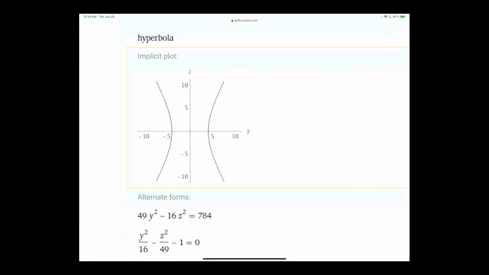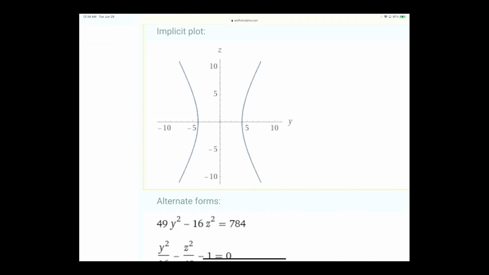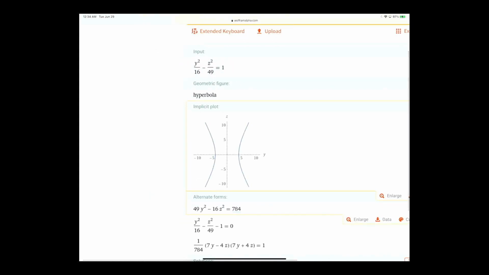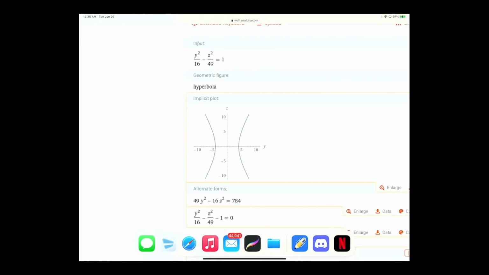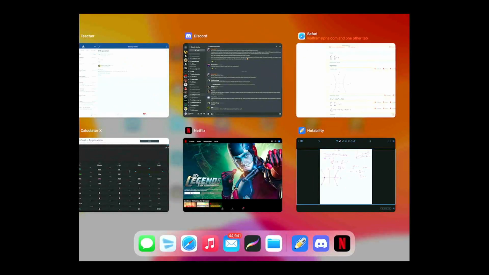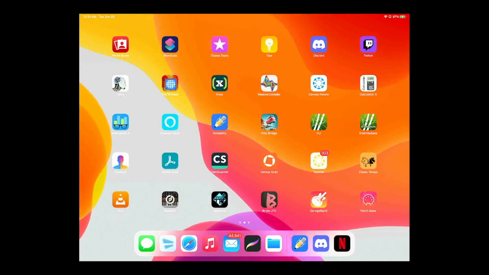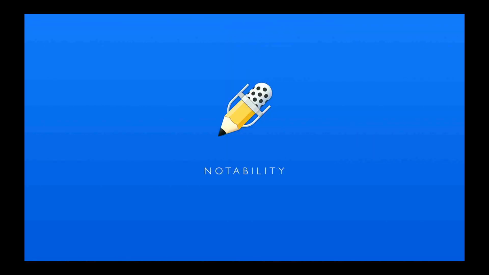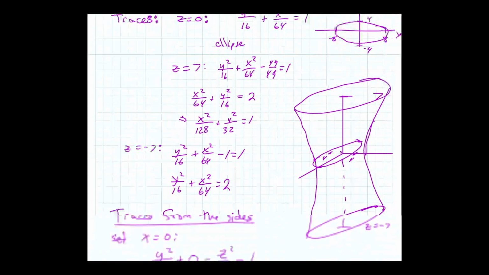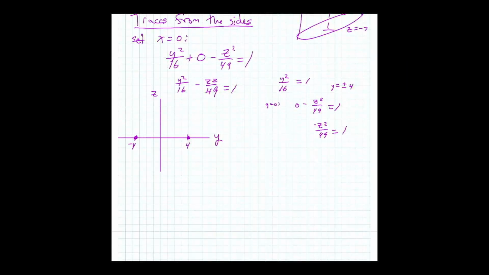And you just get the plot that I plotted. Okay, so it's a hyperbola. So I did that wrong, so I have to do that. Come back in. Okay. So that was a trace from the other side. It deleted my hyperbolas.